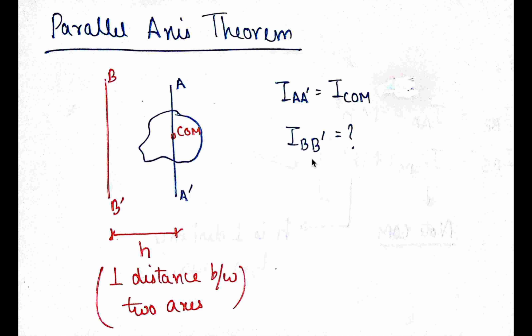Now if I ask you what is the moment of inertia of the body about the B B dash axis, this B B dash is an axis which is parallel to A A dash. This is an important thing to remember: these two axes must be parallel in the parallel axis theorem. So what is the moment of inertia about the B B dash axis? Let's say the perpendicular distance between these two axes is h. Always remember that the distance between the two axes is taken as the perpendicular distance, that is small h.